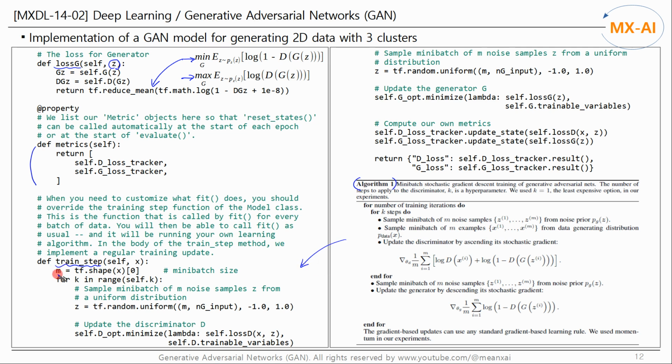The mini batch size is m. First, we update the discriminator k times. Sample a mini batch of m noise samples z from a uniform distribution. Update the parameters of the discriminator to minimize loss d. We use the Adam optimizer. Repeat this process k times.